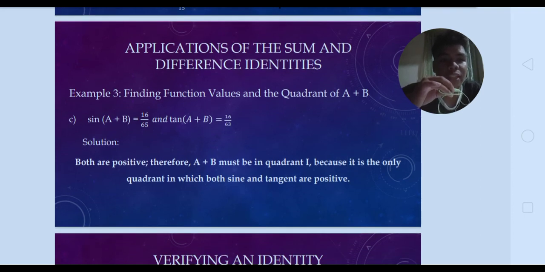Since the two values are both positive, therefore A plus B must be in quadrant 1, because it is the only quadrant in which both sine and tangent are positive. In the second quadrant, only sine and cosecant are positive. In quadrant 3, only tangent and cotangent are positive. And the fourth quadrant is cosine and secant.